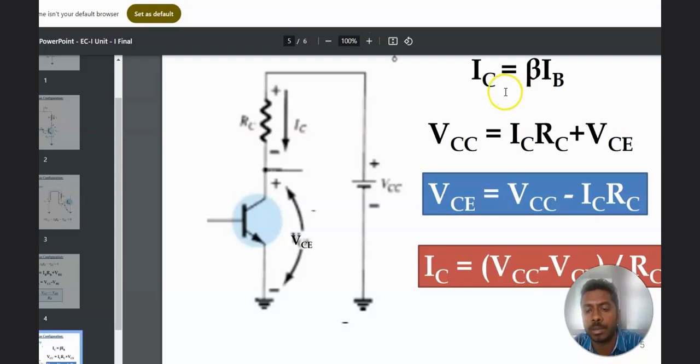Hence, this fixed bias circuit is not recommended for practical applications. But the design of this circuit will be very simple due to its less complexity. But due to its poor stability factor value, this fixed bias circuit will not be recommended for practical applications.